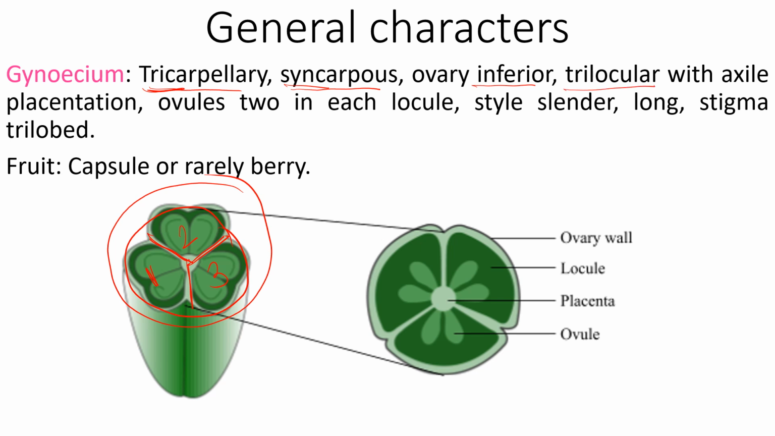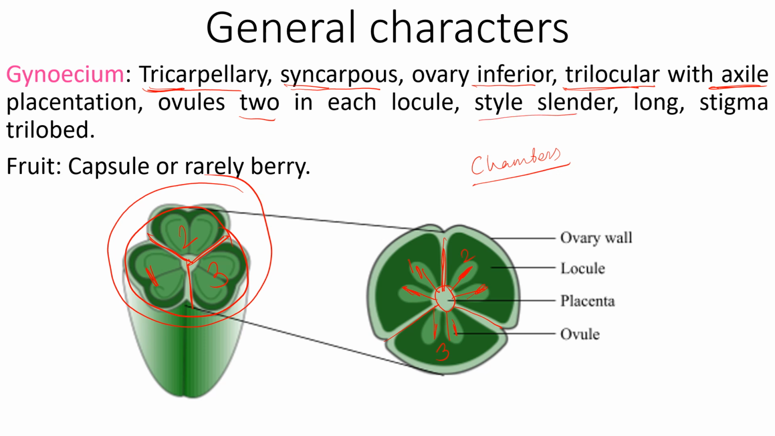It is trilocular. Now, locule means number of chambers. And the total number of chambers you can count, that is 1, 2, and 3. Hence, this is called trilocular with axile placentation, meaning this is the axis and the ovules are attached to the axis. Hence, that is called axile placentation. Ovules are 2 in each locule. Here you can easily count, this is 1, this is second, this is 1, this is second, this is 1, this is second. So 2 ovules are there in each locule.